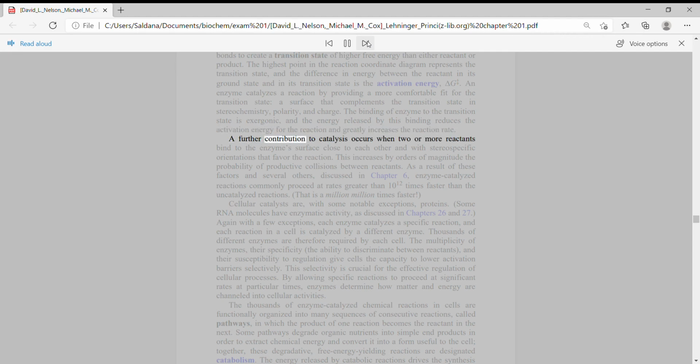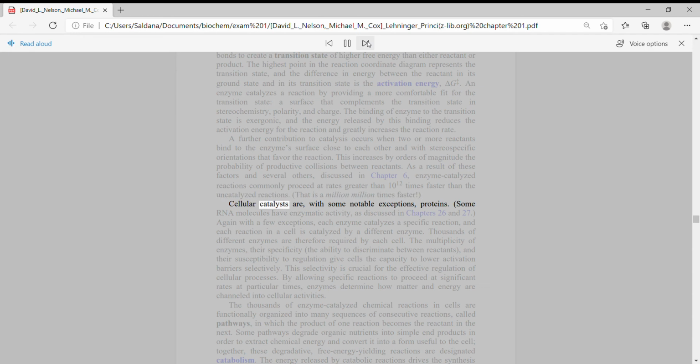A further contribution to catalysis occurs when two or more reactants bind to the enzyme's surface close to each other, and with stereospecific orientations that favor the reaction. This increases by orders of magnitude the probability of productive collisions between reactants. As a result of these factors and several others, discussed in Chapter 6, enzyme-catalyzed reactions commonly proceed at rates greater than 10^12 times faster than the uncatalyzed reactions. That is a million million times faster.